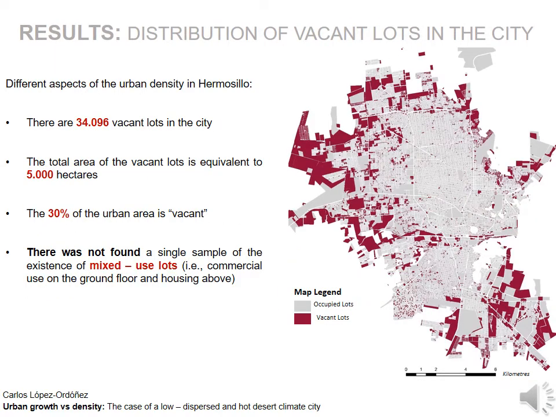This map shows the distribution of the existing vacant lots, which are areas without buildings regardless of the time of land use. There are around 34,000 vacant lots. This amount is equivalent to approximately 5,000 hectares, that is 30% of the urban area.